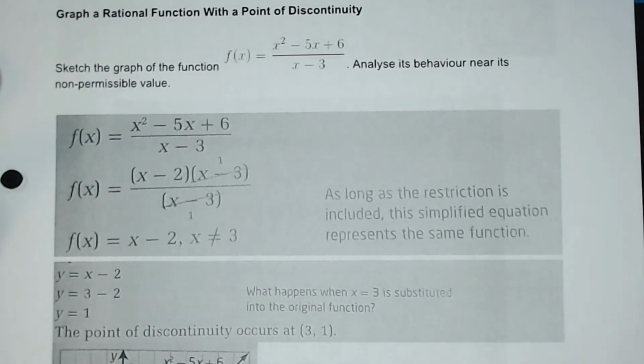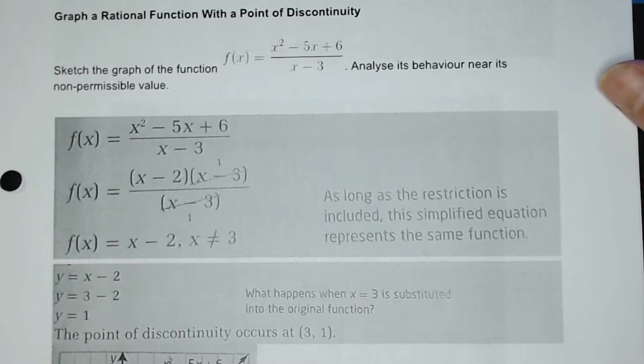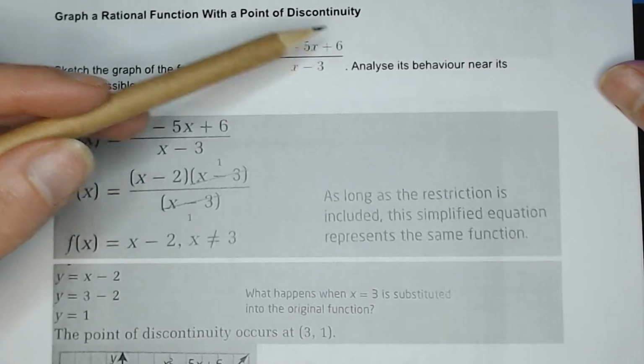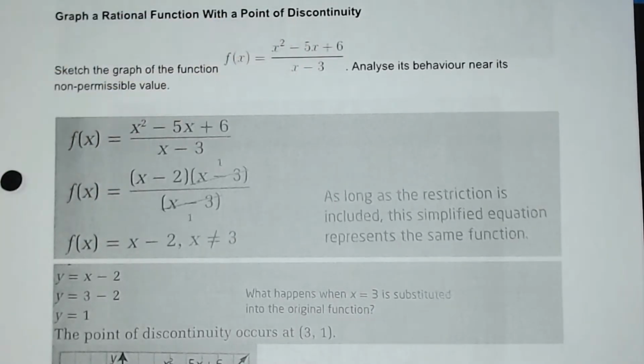Now we have an example here, graph a rational function with a point of discontinuity. So you're asked to sketch the graph of the function f of x is equal to x squared minus 5x plus 6 over x minus 3. Analyze its behavior near the non-permissible value. So non-permissible just means not allowed.